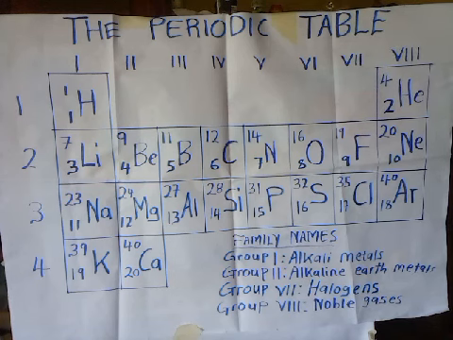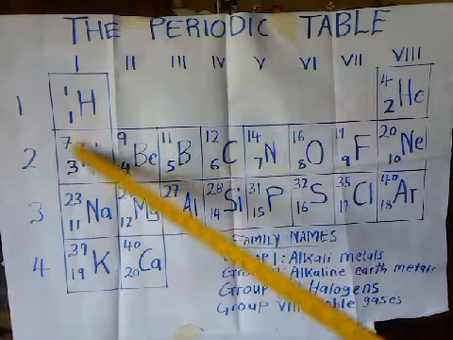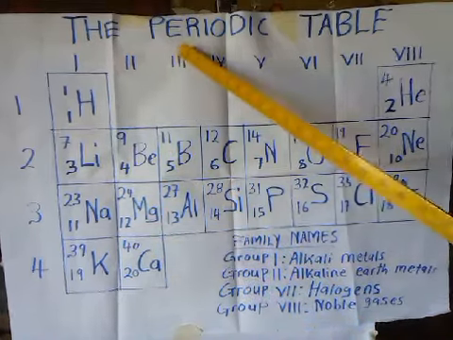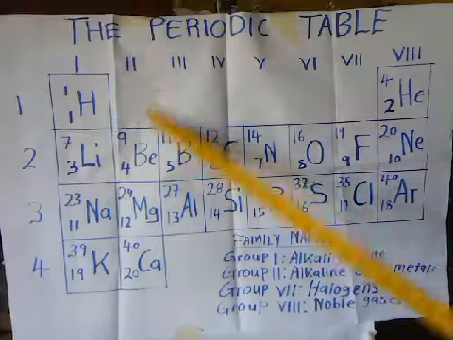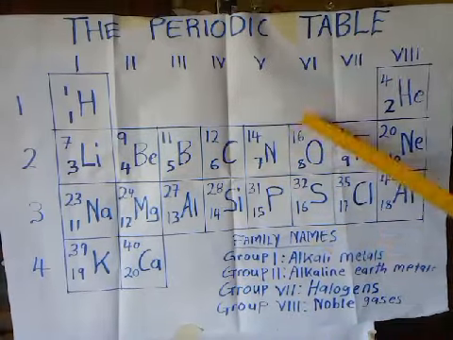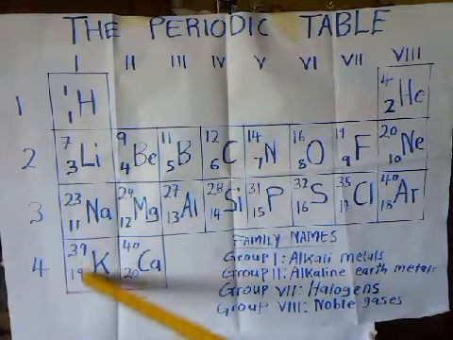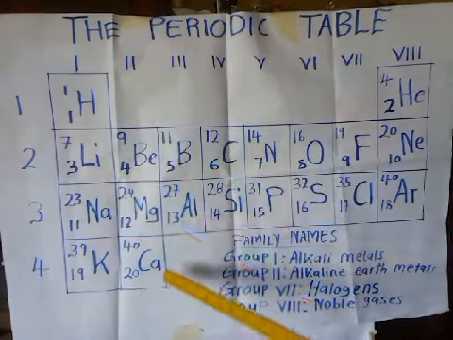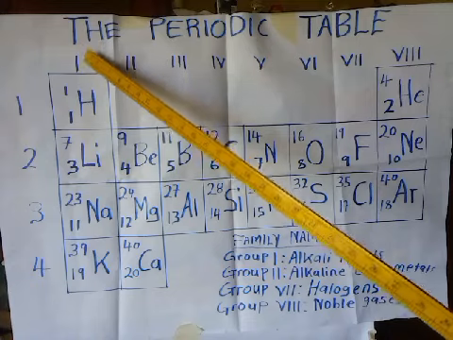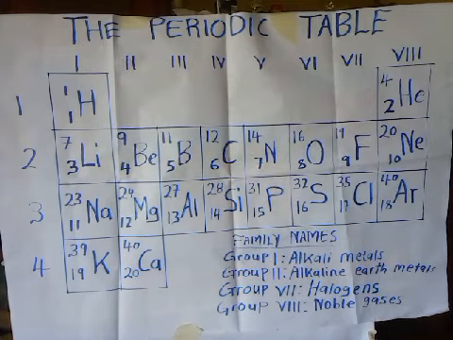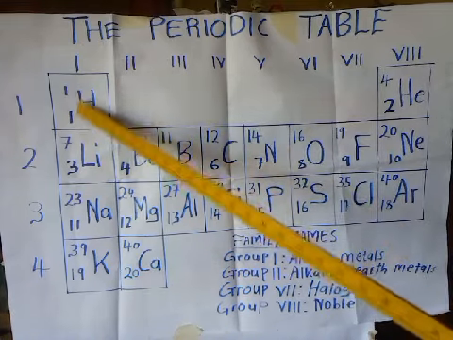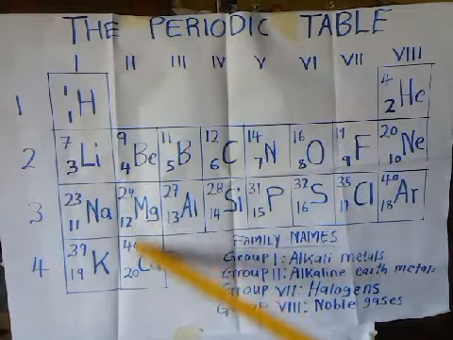Now let us look at the features of the periodic table. You're going to see that we have columns here. You can see column number 1, 2, 3, 4, 5, 6, 7, and 8. In each column there are elements. These columns are called the groups, or families.